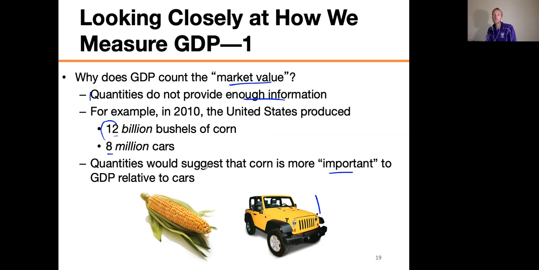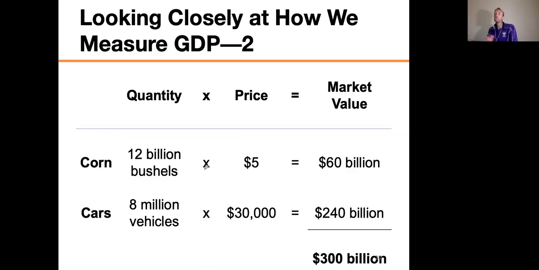And so here are some numbers. These are made up. Let's say that corn is selling for $5 a bushel. That's actually pretty close to what it really sold for. That's $60 billion in market value. Let's say that there were 8 million vehicles sold. That's actually a pretty close number, and this is pretty close to the average price of a car. It's 240 billion. So altogether, we have $300 billion to our GDP, but much, much more came from cars than corn.